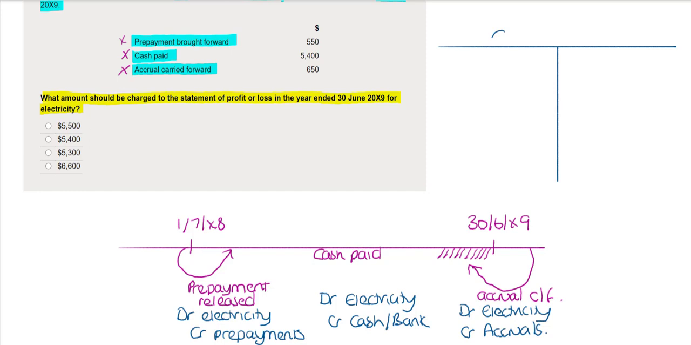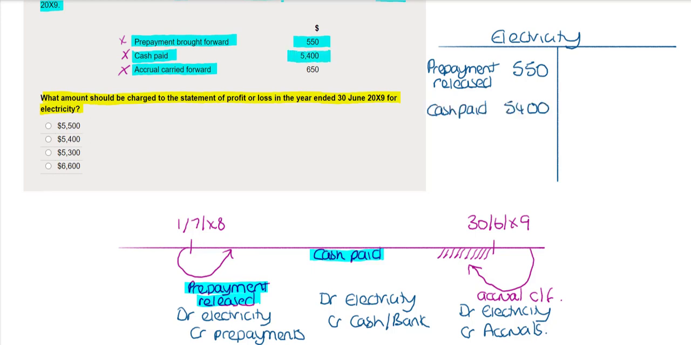We can view these transactions in our electricity ledger account. Firstly, with the prepayment that was released, we said we would debit electricity with the $550. We then said that the cash paid would be included and we would debit electricity again, this time with the $5,400. Finally, we would include the accrual for the end of the financial year and we would include the $650 on the debit side. With all of our figures on the debit side, that total will come to $6,600. And so our transfer to the statement of profit and loss would be $6,600.